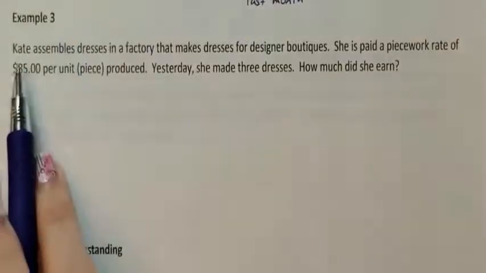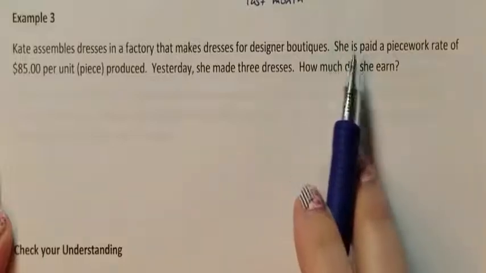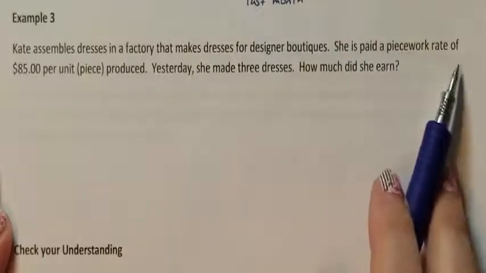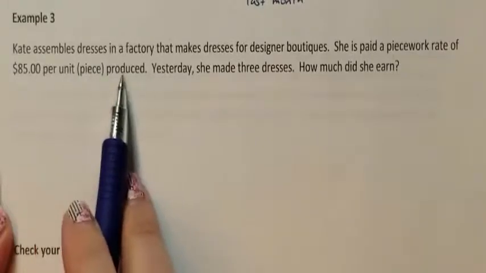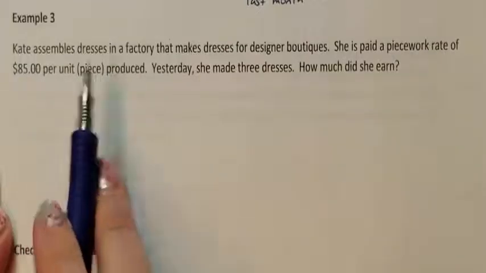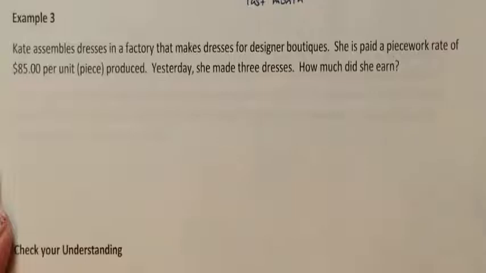Example 3. Kate assembles dresses in a factory that makes dresses for designer boutiques. She is paid a piecework rate of $85 per unit, or per piece produced. She does not get paid per hour. She gets paid per piece, per dress. Yesterday she made 3 dresses. So how much did she earn?